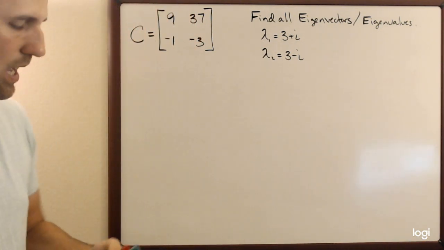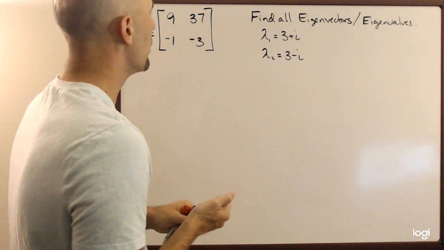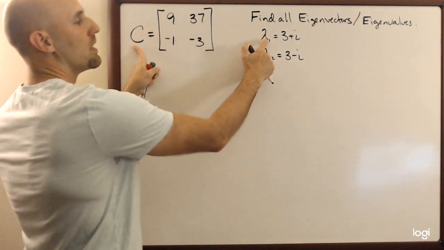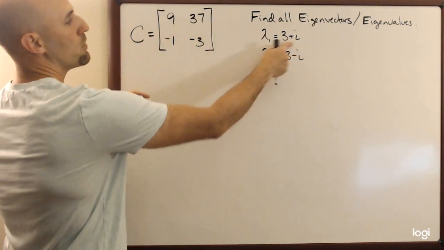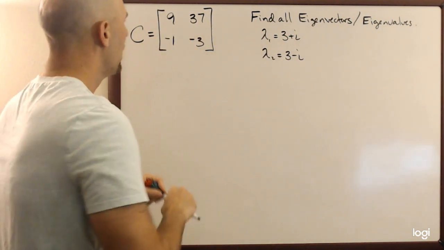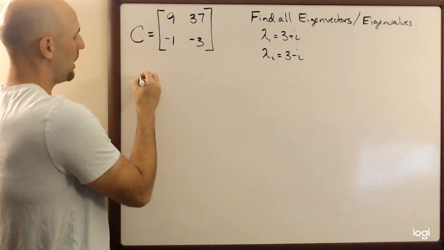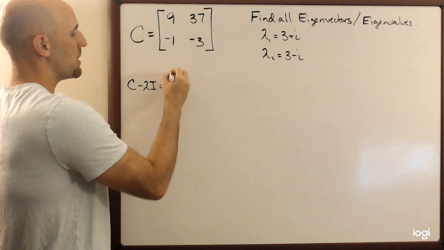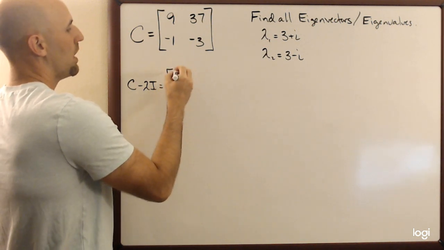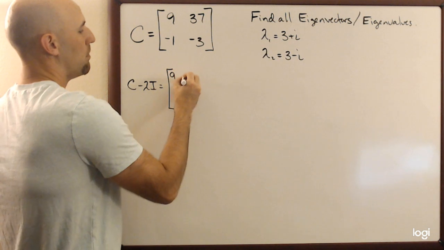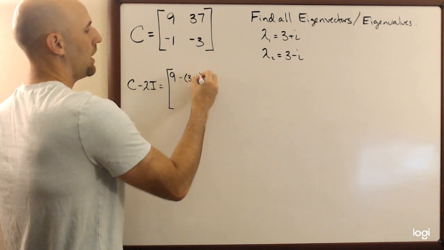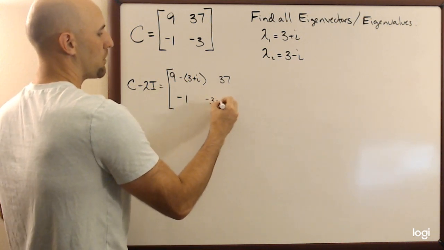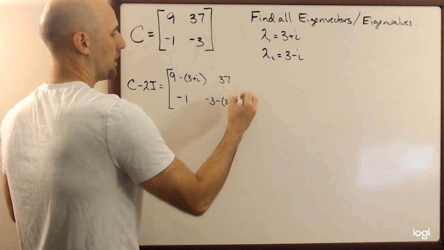We'll just take lambda 1 here. Again, for the associated system, I want C minus lambda times I. Take this value and subtract it from my diagonal entries. So C minus lambda I in this particular case is 9 minus 3 plus i, 37, negative 1, and then negative 3 minus 3 plus i.